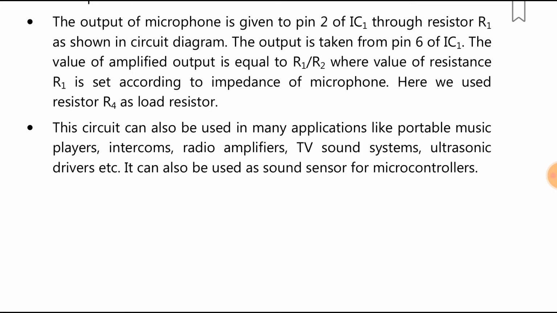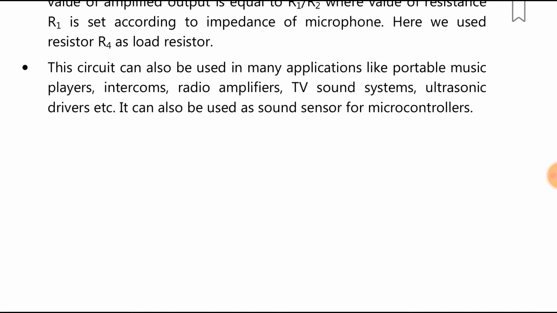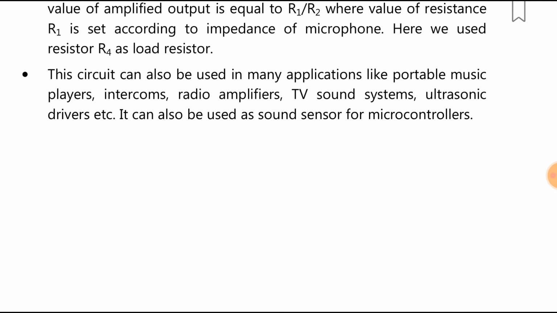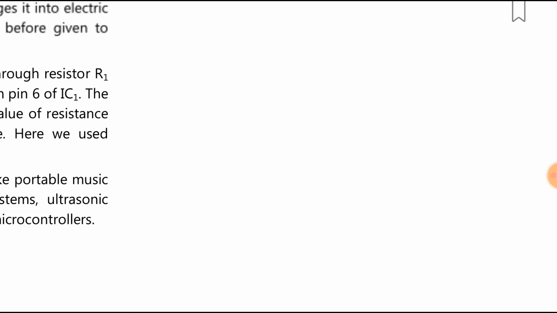The value of the amplified output is equal to R1 by R2, where the value of resistance R1 is set according to the impedance of the microphone. Here we use resistor R4 as a load resistor. This circuit can also be used in many applications like portable music players, intercoms, radio amplifiers, TV sound systems, ultrasonic drivers, etc. It can also be used as a sound sensor for microcontrollers.